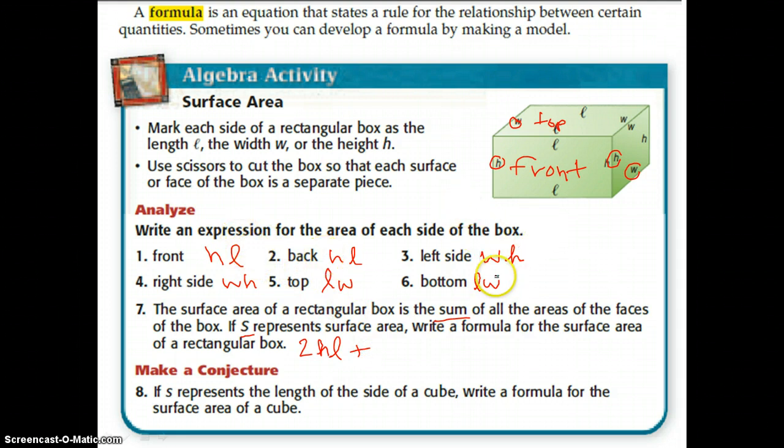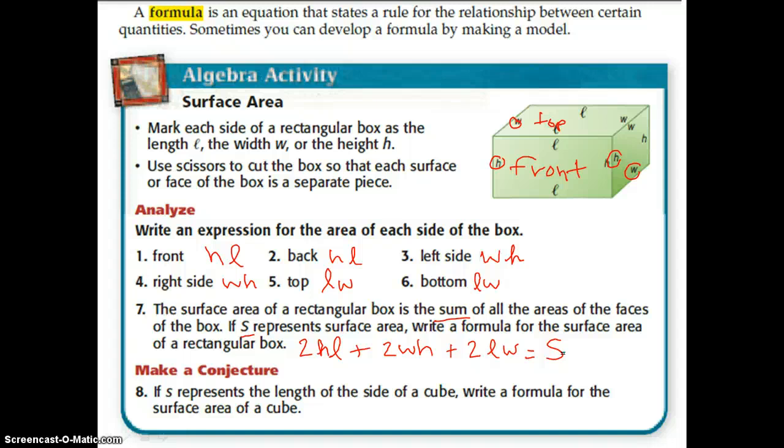We have 2 WH's, width times height, so plus 2 times width times height. And then we also have 2 LW's, or length times width. So it'd be plus 2 times length times width. Alright, so that is our surface area. We can just say equals S. So here is our formula. It works for any rectangular prism or rectangular box.